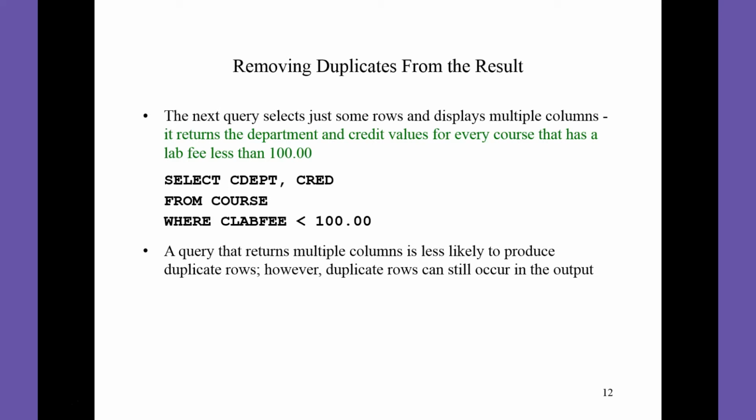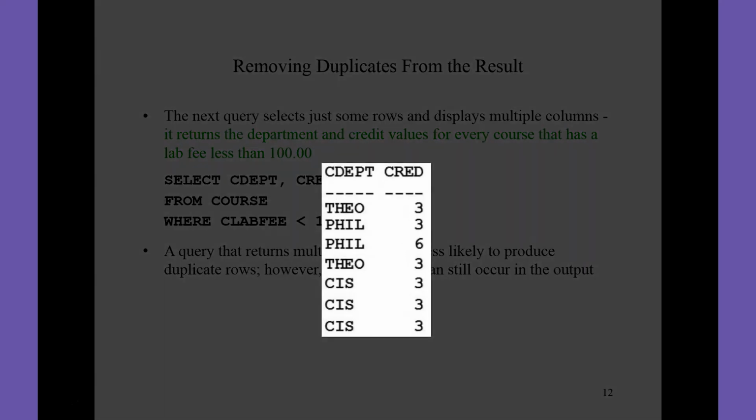Now, because we're selecting multiple columns, the likelihood of getting duplicates is reduced, but not completely eliminated, because neither C department nor credit qualifies as a unique type of column. There are no unique constraints on these columns. So it is possible that duplicates can be produced by this query. If you examine the output of the query, you will see that there are duplicate CIS rows and duplicate theology rows. The 2 philosophy rows are not duplicates because they have a different value for credit.